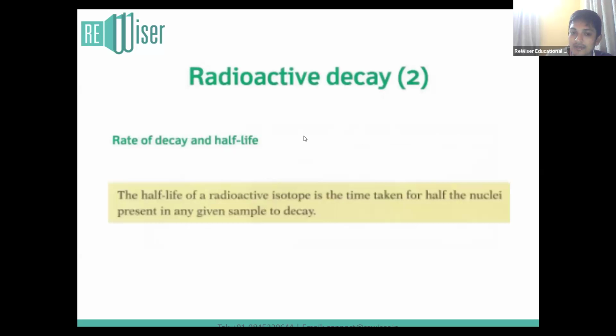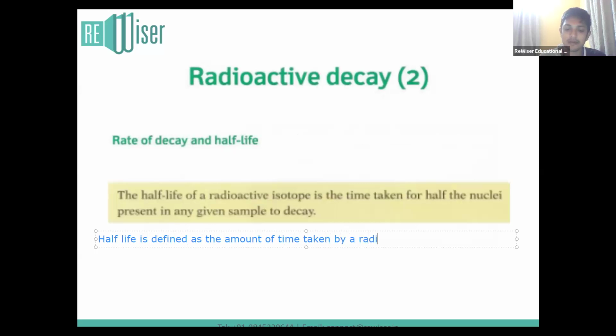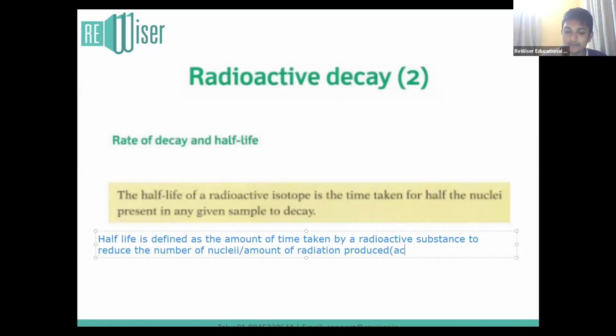The next concept we learn about is the concept of half-life. Let's understand what half-life is. Half-life is very simple. Let me type it as I dictate to you. Half-life is defined as the amount of time taken by a radioactive substance to reduce either the number of nuclei or the amount of radiation produced, which is measured by a quantity called activity.